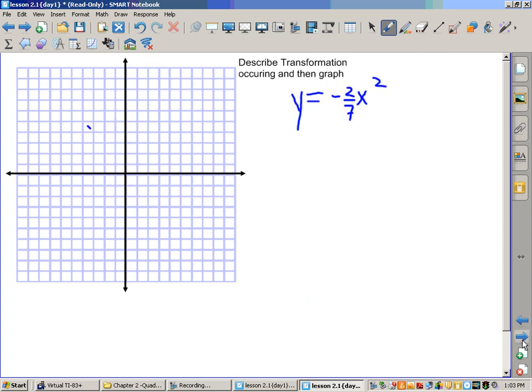But I do want you on this one now to verbally describe this first, then graph it, and then finally use your TI calculator to check it. This right here is a function: negative 2/7 x squared. Describe the transformation occurring first.